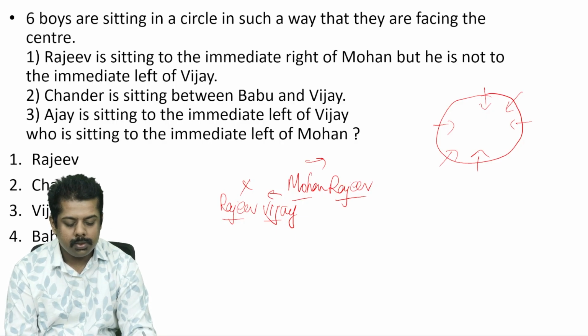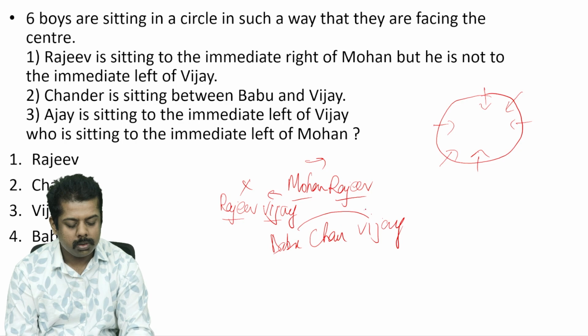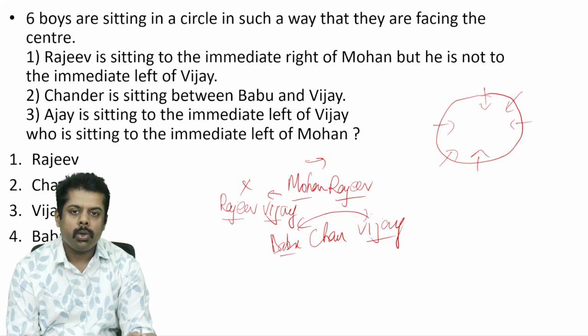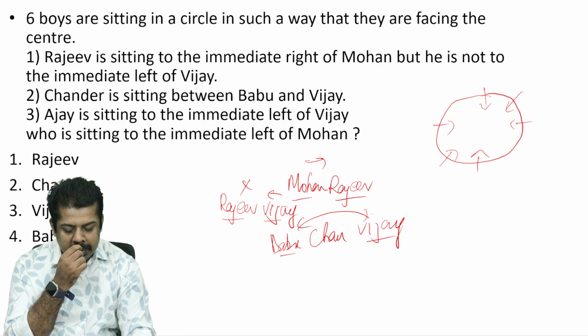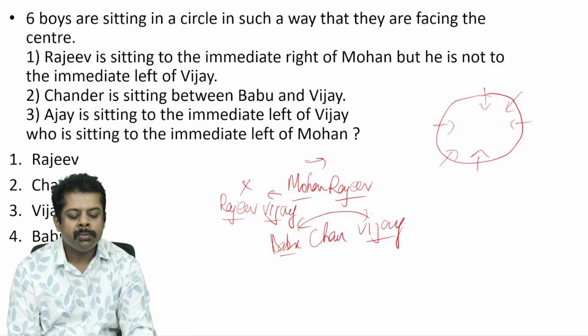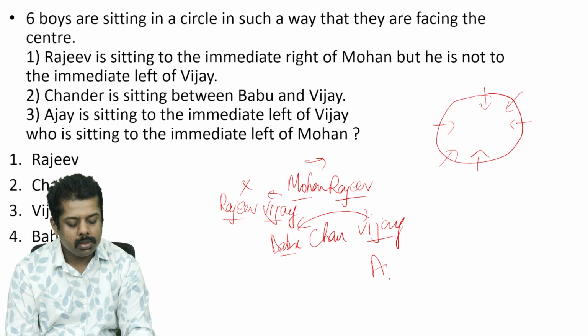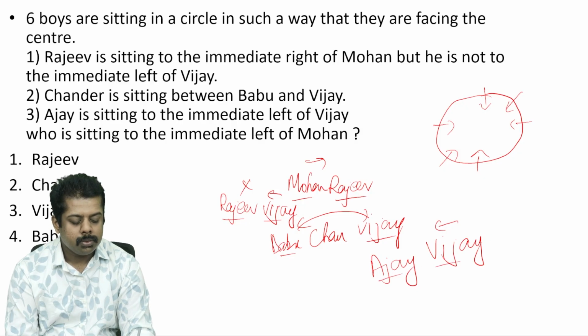Now the next condition, if we see, Chandan is sitting between Babu and Vijay. So when we fix him, we have to fix him between Babu and Vijay. So that as well we have just noted down. Then the next point says that Ajay is sitting to the immediate left of Vijay. So immediate left of Vijay, we have to fix Ajay. So these are the points that they have given. Now what we can do is just try and connect it.